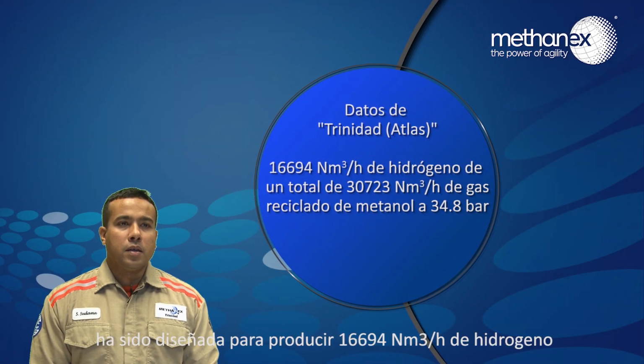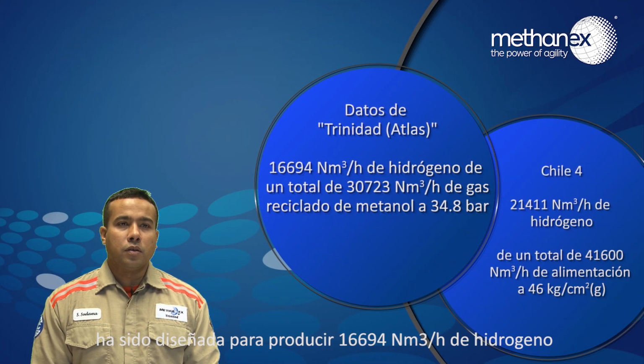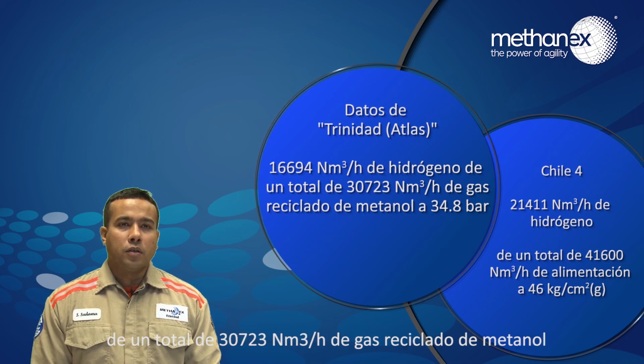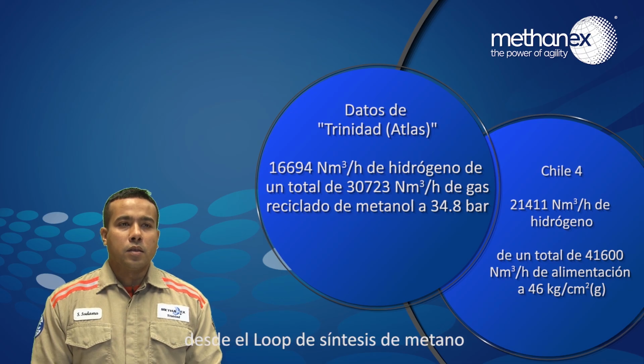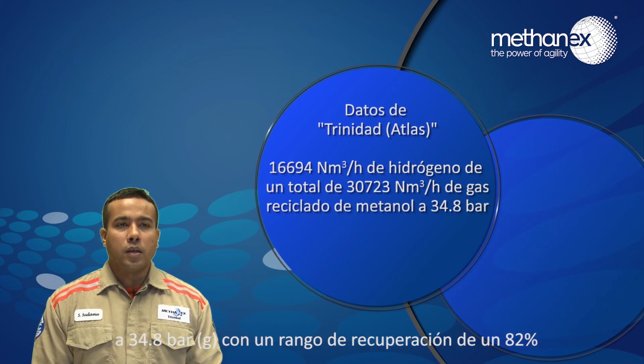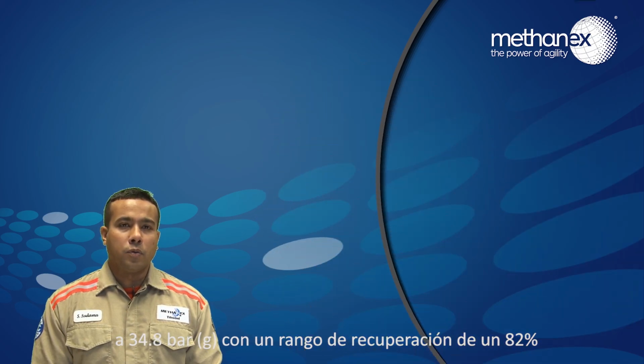The design data of the PSA. The PSA unit has been designed to produce 16,694 normal meter cube of hydrogen out of 30,723 normal meter cube of methanol recycled gas from the synthesis loop at a pressure of 34.8 bar gauge with a recovery rate of 82%.